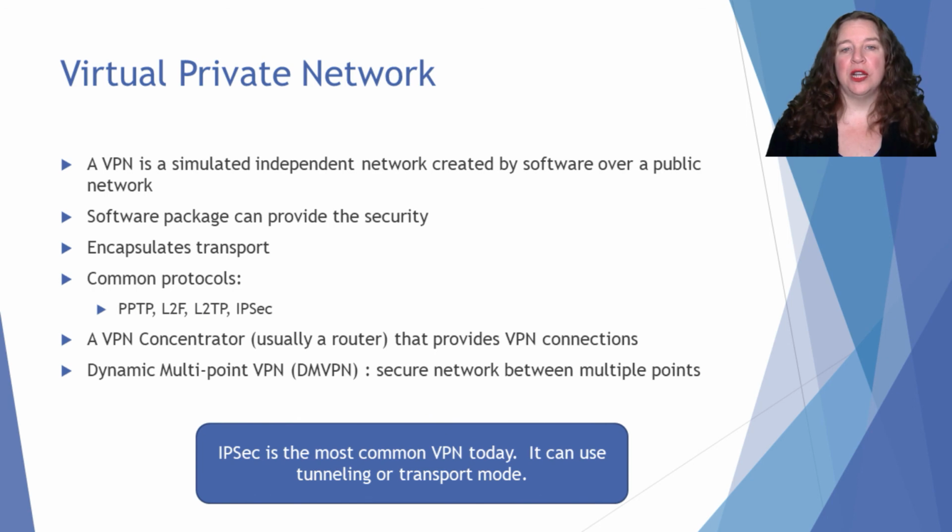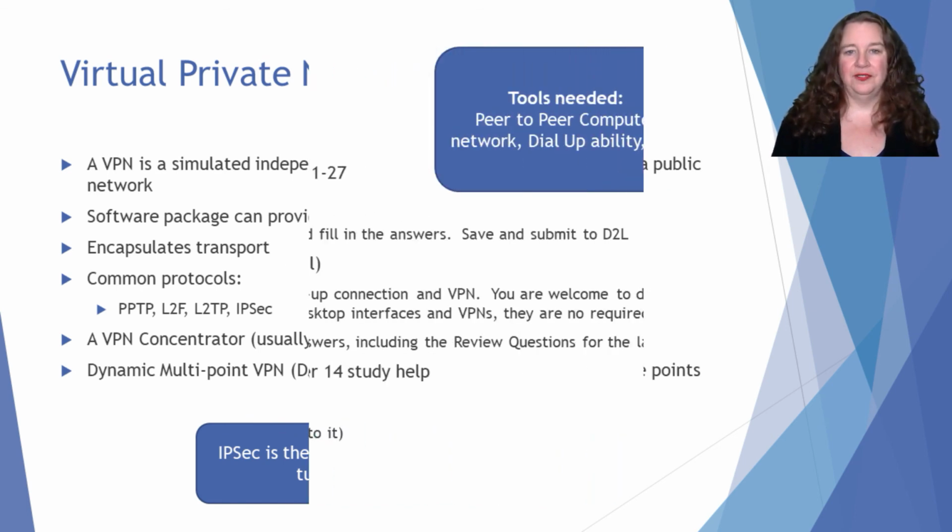VPNs generally use a concentrator at a router that provides the VPN connections. So you would set up your router to say you need to be the VPN concentrator and you are going to handle VPN connections because you're the router that's assigned to that. We also have the ability to do dynamic multi-point VPNs, DMVPN, which is a secure network between multiple points. So again, you can set up a network between different points of a VPN, set them up securely, and have a dynamic multi-point VPN.